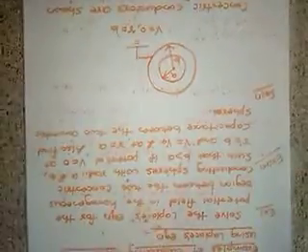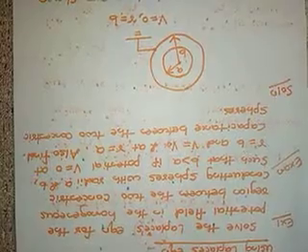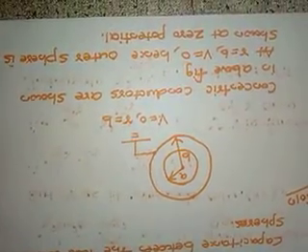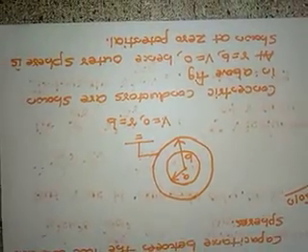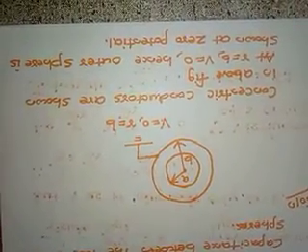Also find the capacitance between the two concentric spheres. So the first part of the problem is to solve the Laplace equation, and the second part is to find the capacitance between the two concentric spheres. Concentric conductors are shown in the above figure. At R equal to B, V equal to 0, hence the outer sphere is at 0 potential.